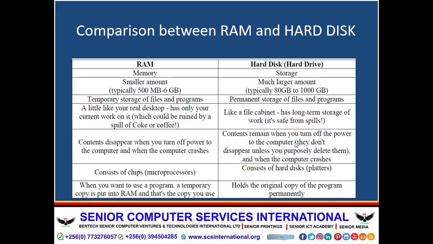When you want to use a program, a temporary copy is put into RAM, and it's that copy that you are using. When the power is switched off abruptly, it can be lost. While a disk holds the original copy of the program permanently.